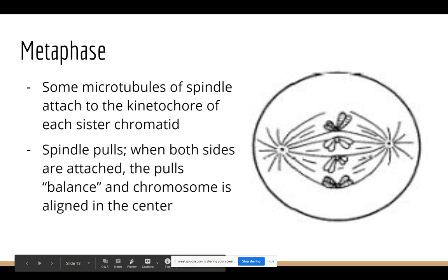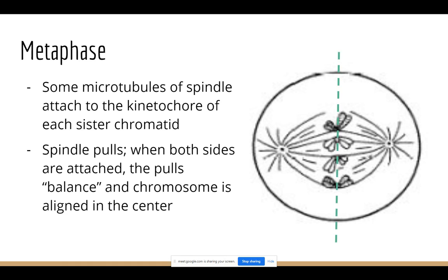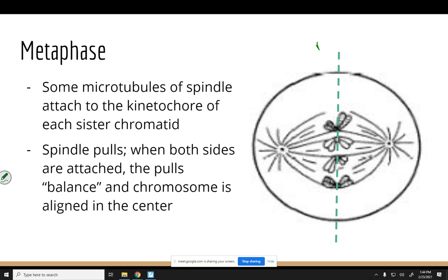And that's what that one says. They line up in the cell along an imaginary line called the metaphase plate. That's what this dotted line represents.